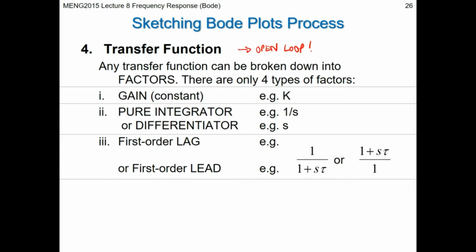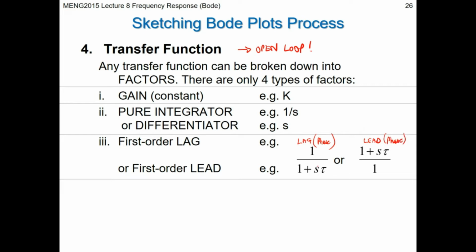The next type of factor is a first order lead or a first order lag. So this one is a lead. Sorry, this is a lag. If it's on the denominator, it's lag, and this one is a lead. Why is it called lag and lead? That has to do with the phase lag.